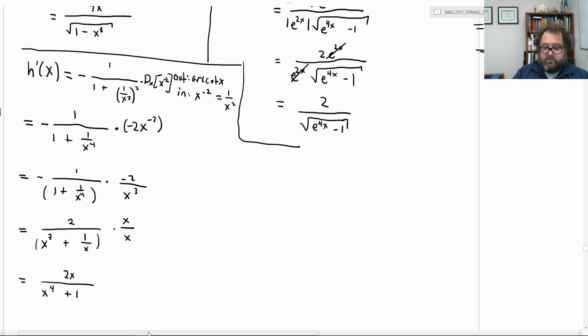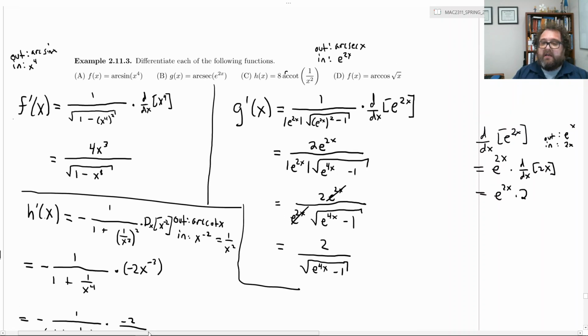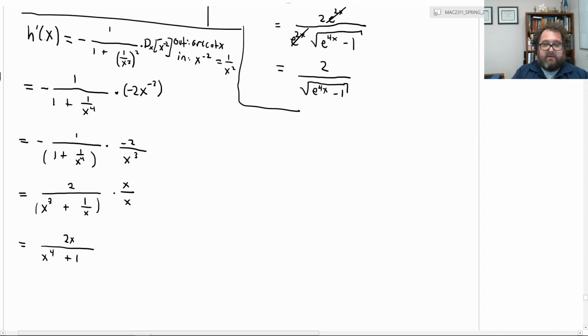What's next? Last one here is arc cosine of root x. That one looks hard, but I don't think it's actually going to be very hard.